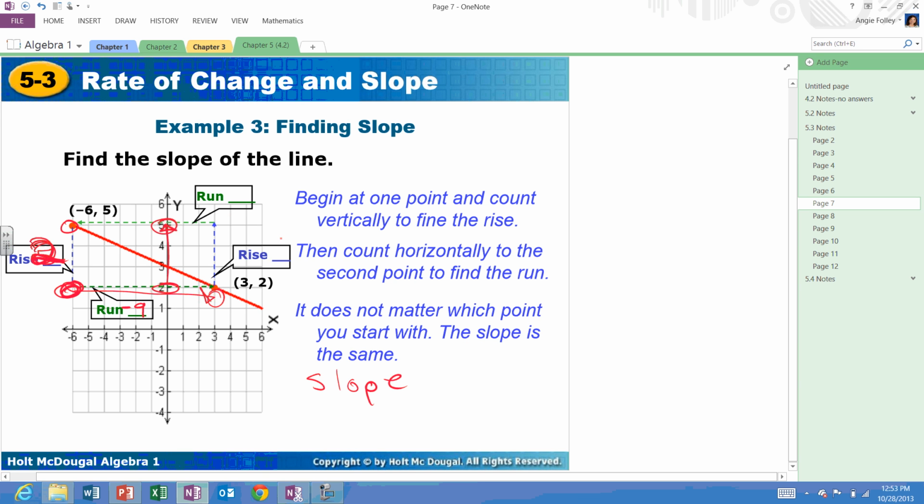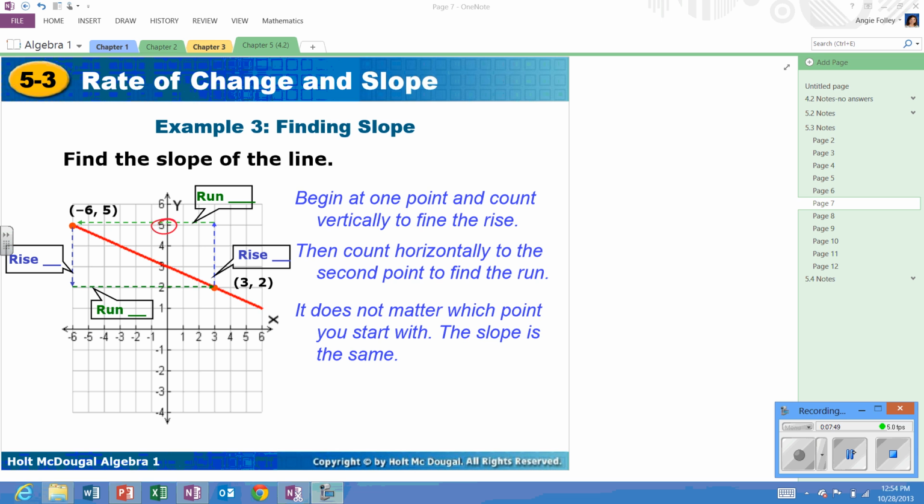oh, they want to do it both ways. So our rise on this side is also 3. Oh, I see what they're doing. Hold on, guys. Let me start over. My bad, my bad. Hold tight. I'll fix it.